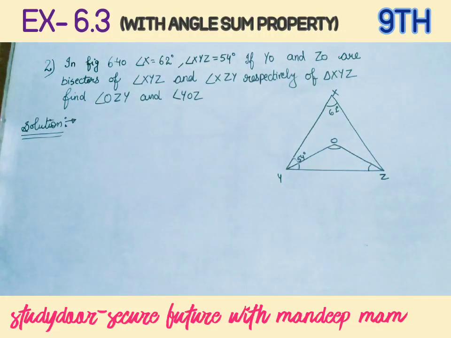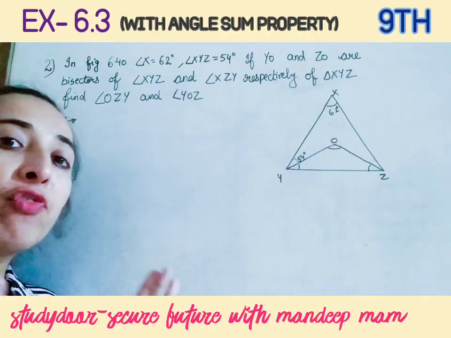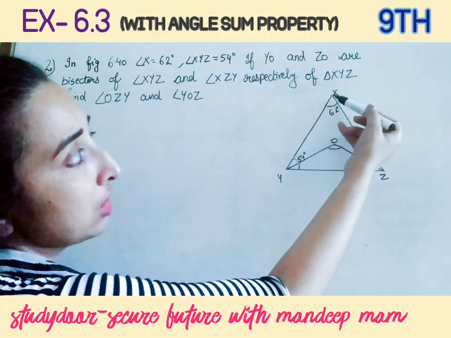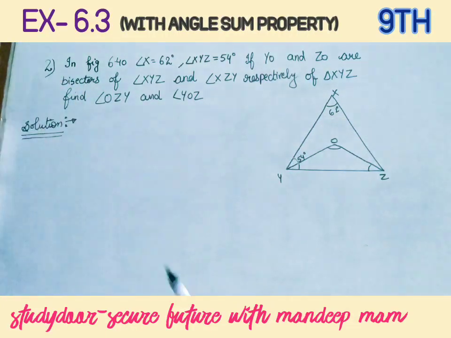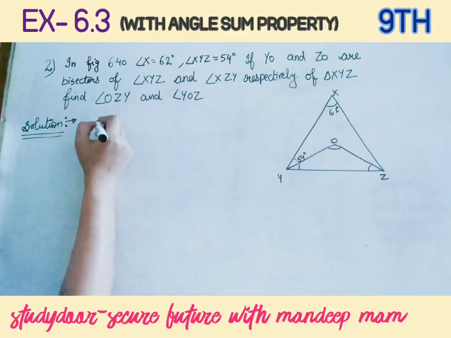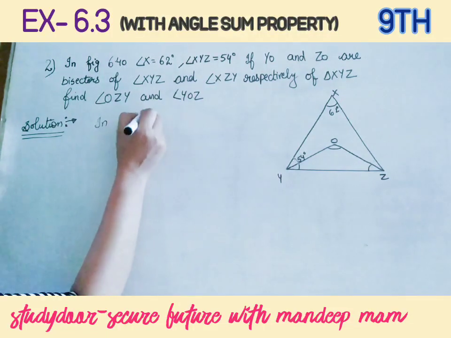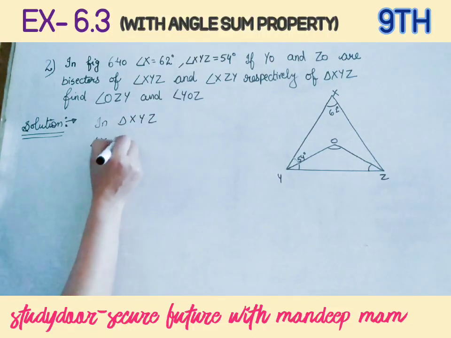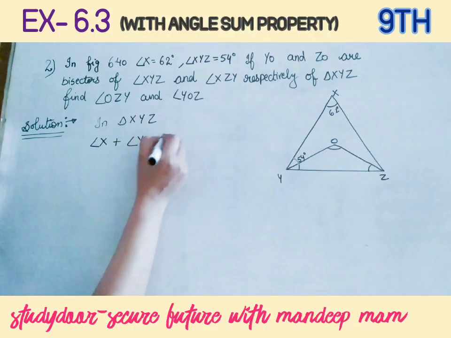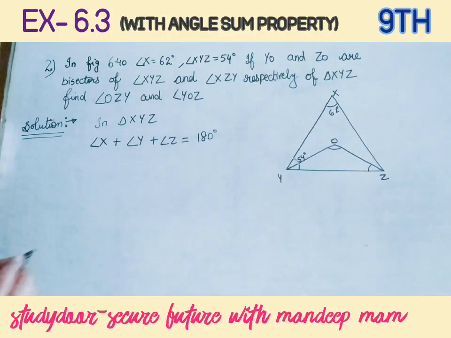Now first of all, we know that in a triangle the angle sum property is 180 degrees. It means angle X plus angle Y plus angle Z is equal to 180 degrees. So students, we will write it in triangle XYZ: angle X plus angle Y plus angle Z is equal to 180.